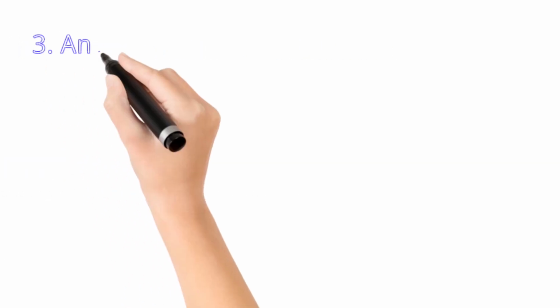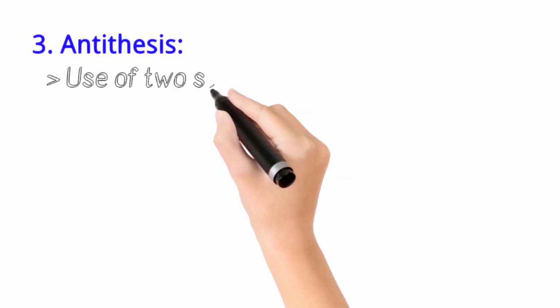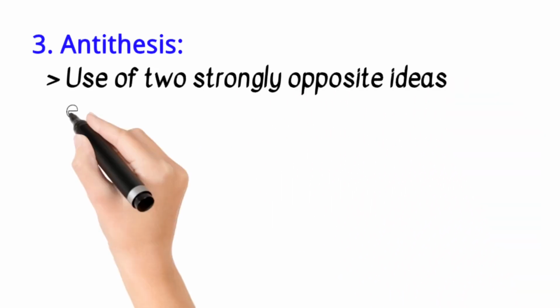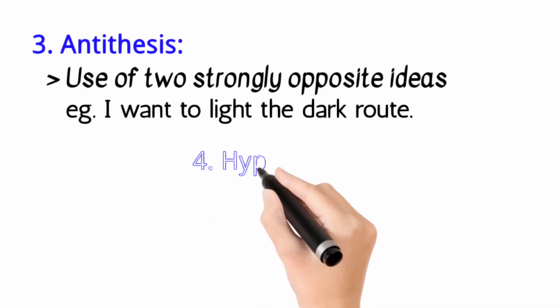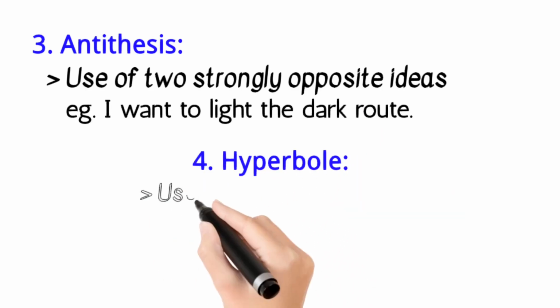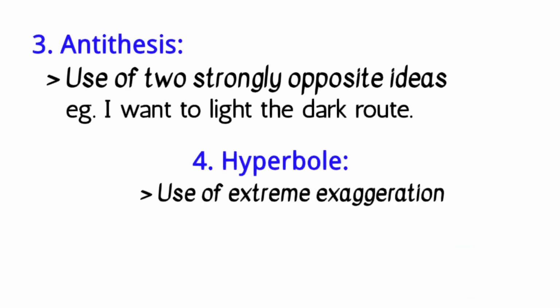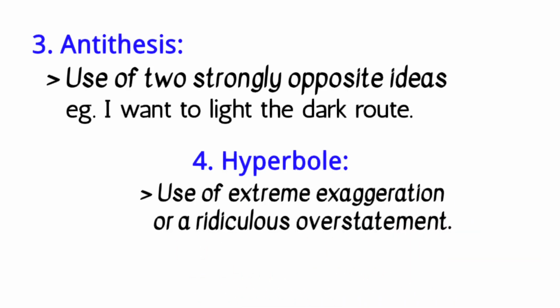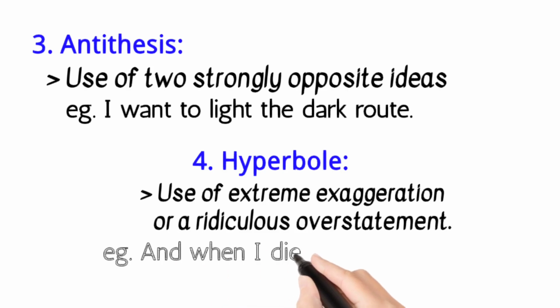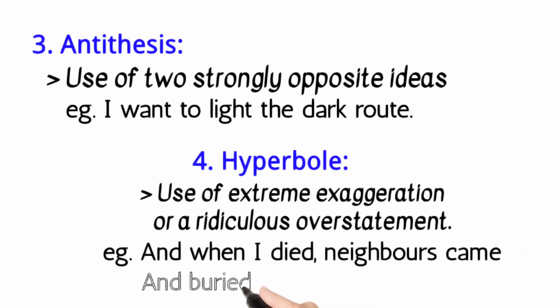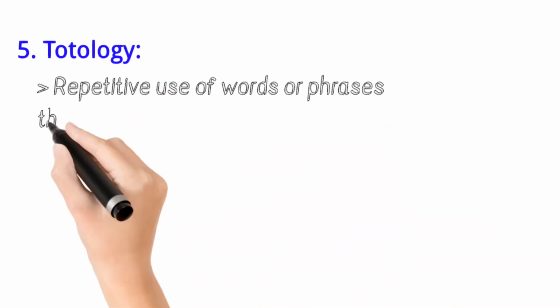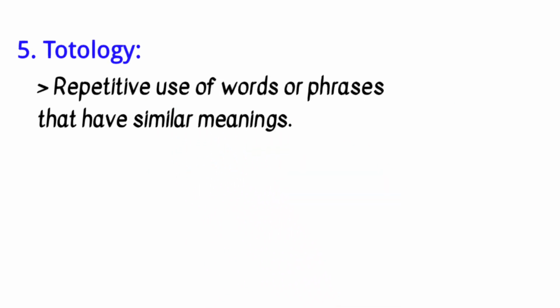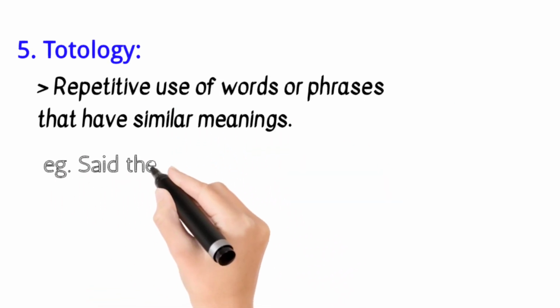Number 3. Antithesis. Use of two strongly opposite ideas. Example, I want to light the dark road. Number 4. Hyperbole. Use of extreme exaggeration or a ridiculous overstatement. Example, and when I died, neighbors came and buried me. Number 5. Tautology. Repetitive use of words or phrases that have similar meanings. Example, said the little child so small.